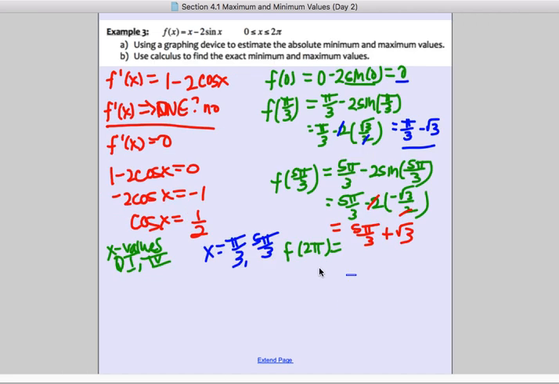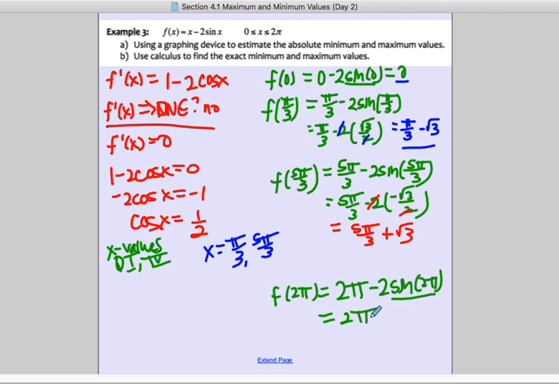And then the last one, we have to plug in 2 pi. So we have 2 pi minus 2 sine of 2 pi, which we know sine of 2 pi is 0. So 2 times 0 is 0. So I get out 2 pi.